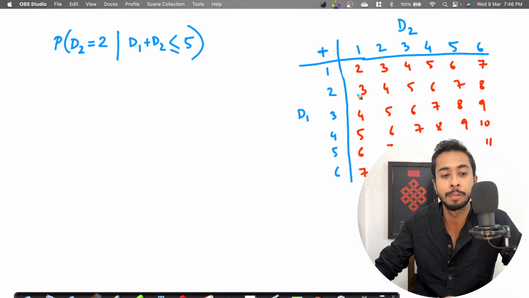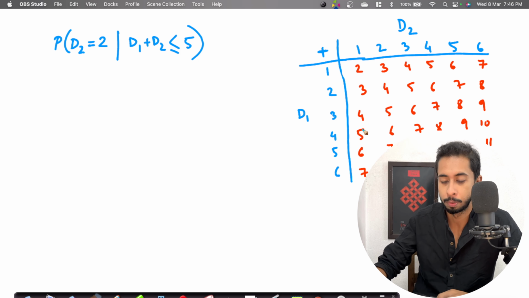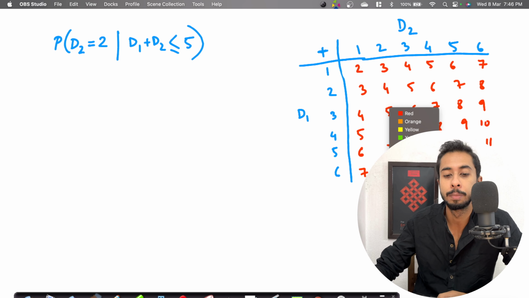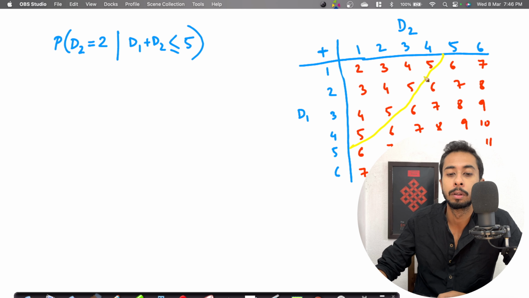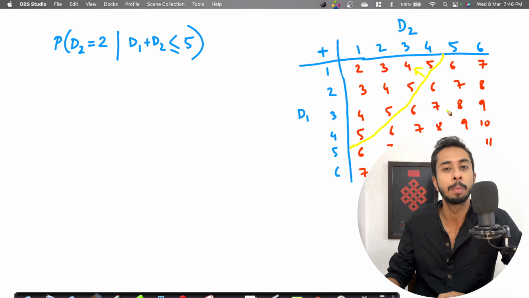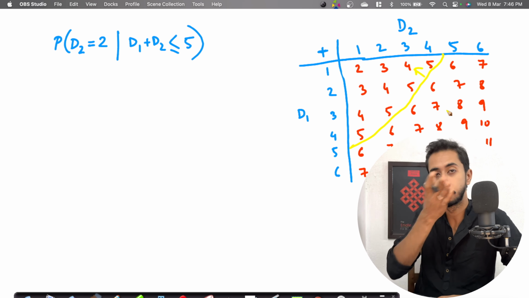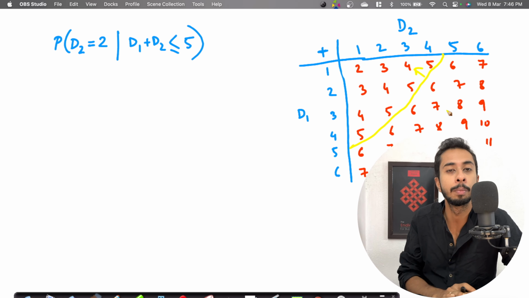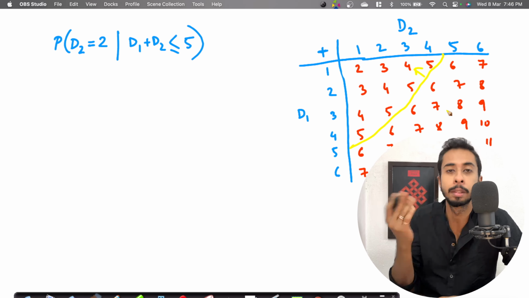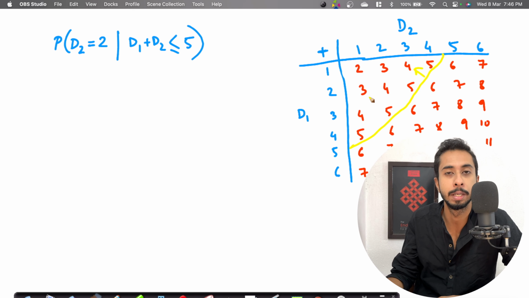So if that is already given, then let me take a light color here. Let's say yellow. So anything to the left of this particular boundary is satisfying D1 plus D2 is less than or equal to 5, isn't it? Anything on the right hand side of this boundary is D1 plus D2 greater than 5, right? So less than or equal to 5, these are all the possibilities, isn't it?